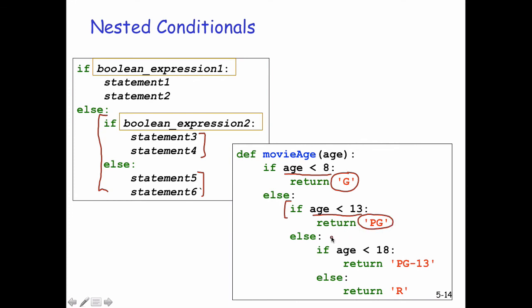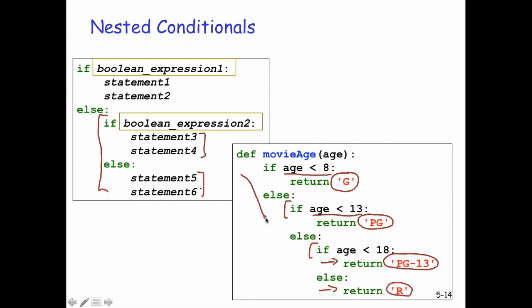If age is greater than or equal to 13, we have yet another if statement that tests if age is less than 18. So we will reach this point if age is greater than or equal to 13, but less than 18, in which case we return pg13. And we reach this final clause only if age is greater than or equal to 18, in which case we return the string r. Now, one of the problems of these nested conditionals is that each time we nest, because of Python's indentation, we end up creeping toward the right.